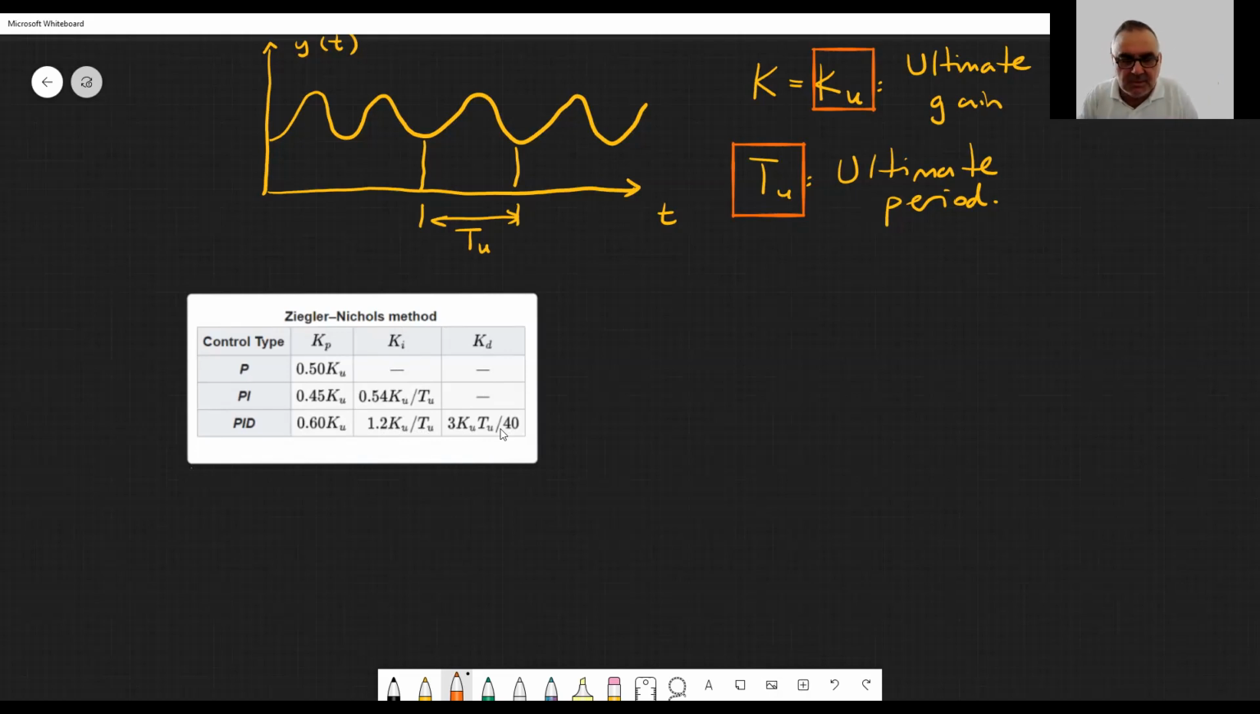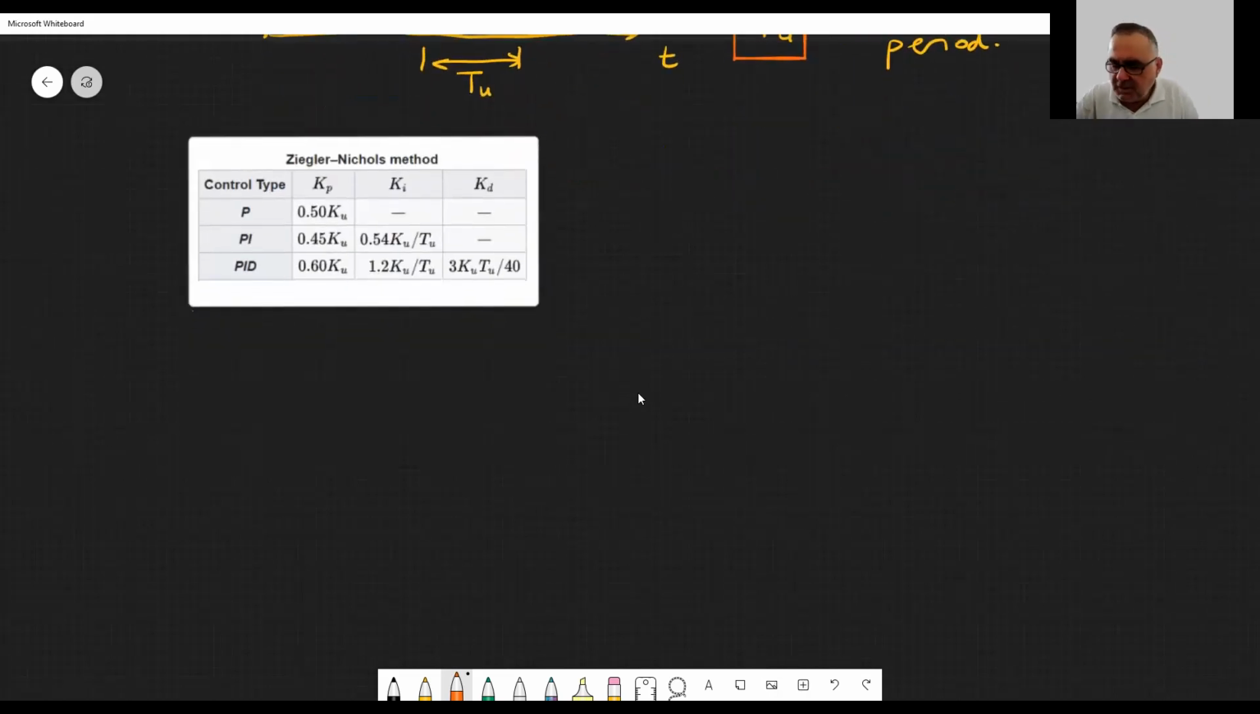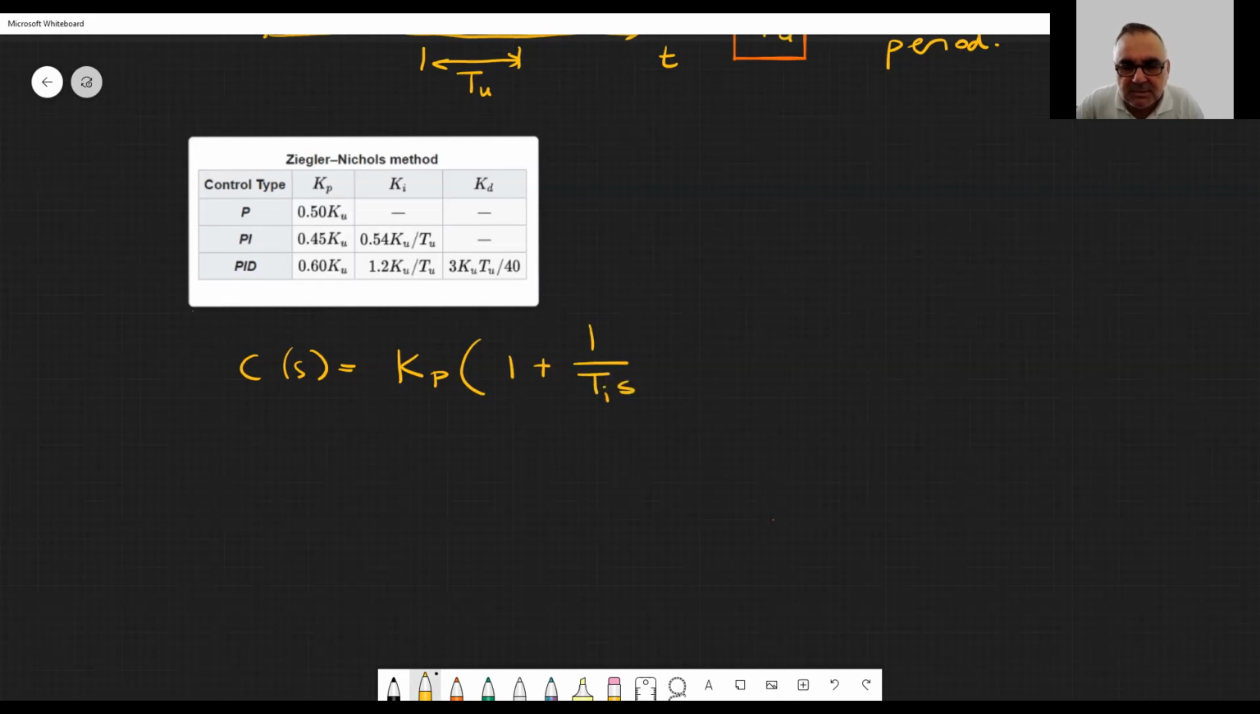By the way, another way of representing the PID controller, as I have told you before, was as follows, not this one. C of s is equal to Kp times 1 plus 1 over Ti s plus Td s. Okay. So Kp is the proportional gain again, Ti is the integral time, Td is the derivative time.